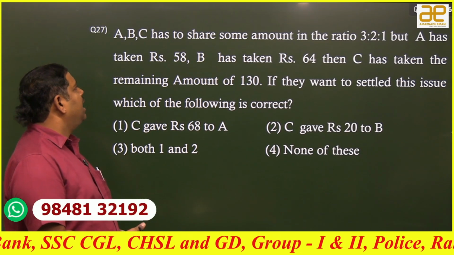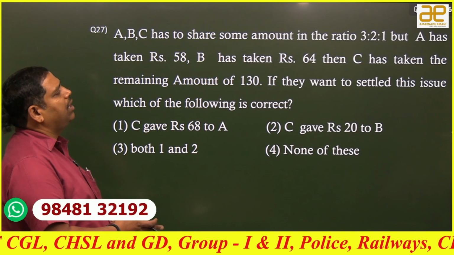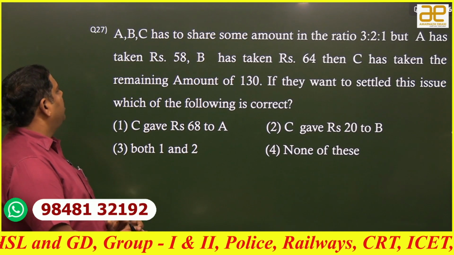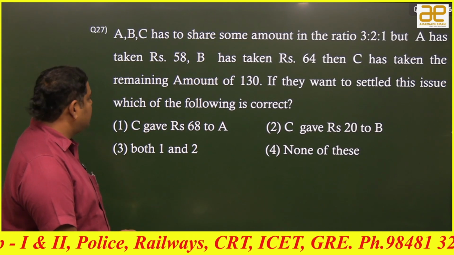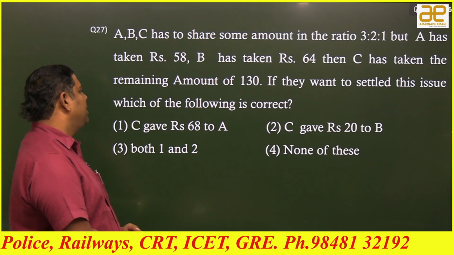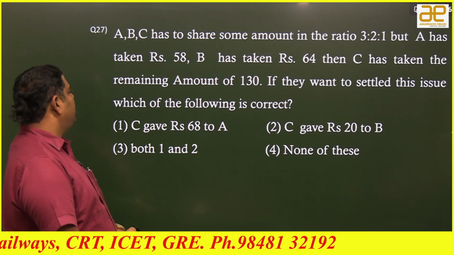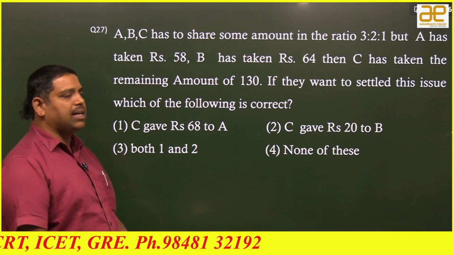A, B, C have to share some amount in the ratio 3:2:1. But A has taken 58 rupees, B has taken 64 rupees, then C has taken the remaining amount of 130 rupees. If they want to settle the issue, which of the following is correct?